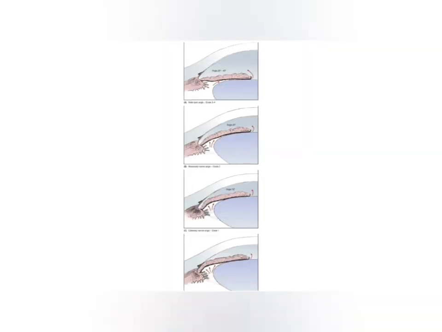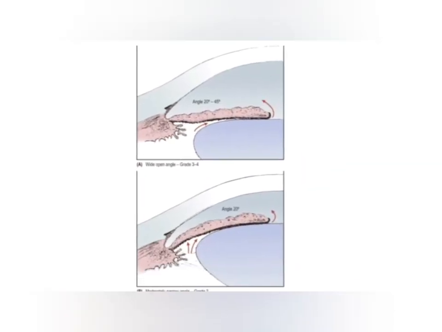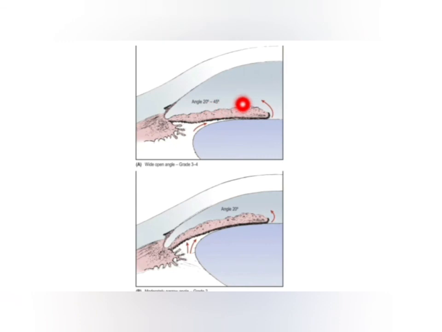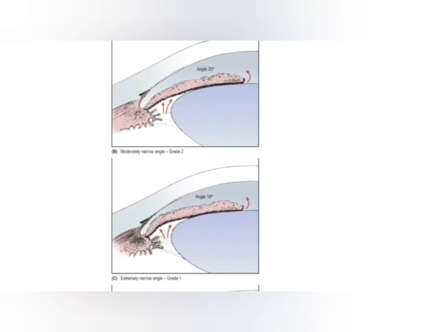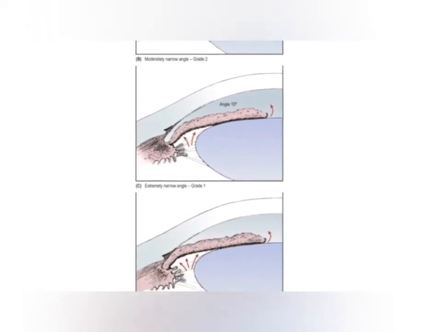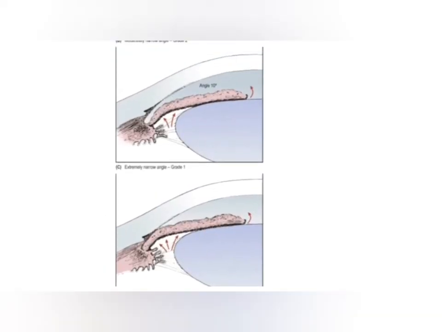So this is what a wide open angle looks like, 20 to 45 degrees. Actually, the normal anterior chamber angle is 35 degrees. This is a little shallow angle. There is an angle of 20 here, 10, and here a totally closed angle.